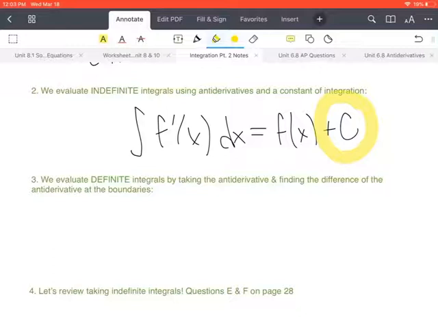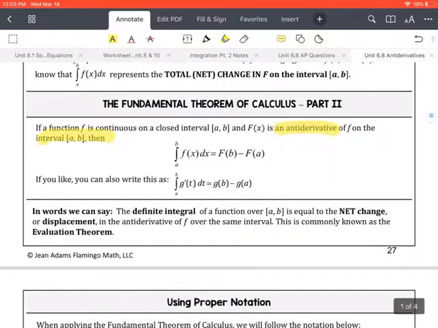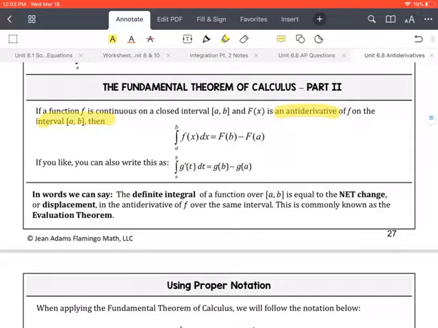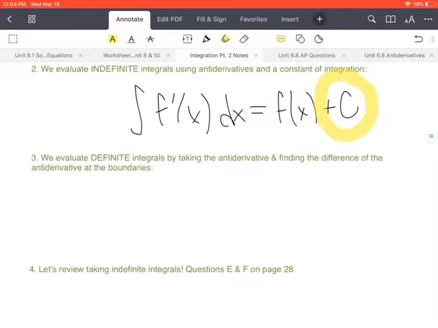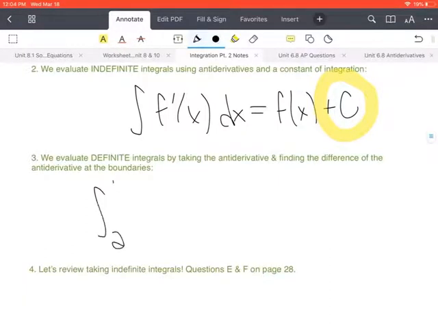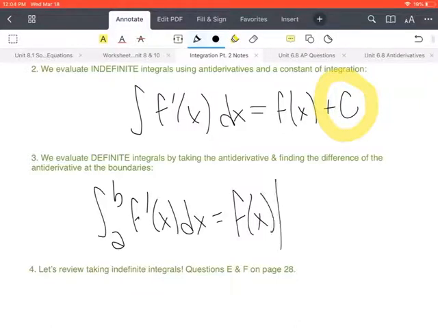But what we learned last week was how we take definite integrals when we have boundaries. So this is in your packets at the bottom of page 27, FTC Part 2. If I have a function on a closed interval from a to b, then the integral from a to b of my function is the antiderivative at the boundaries, the difference of the antiderivatives at the boundaries. So you might write this in your notes, that FTC Part 2 says that we evaluate definite integrals by taking the antiderivative. So I might take the antiderivative of f prime of x, which is just f of x, and I evaluate it at the boundaries and take that difference. So f of b minus f of a.